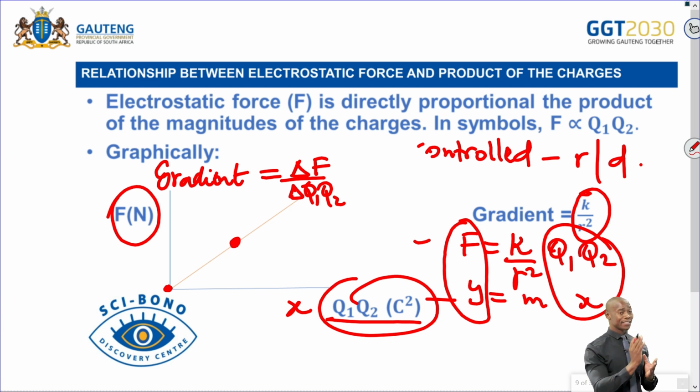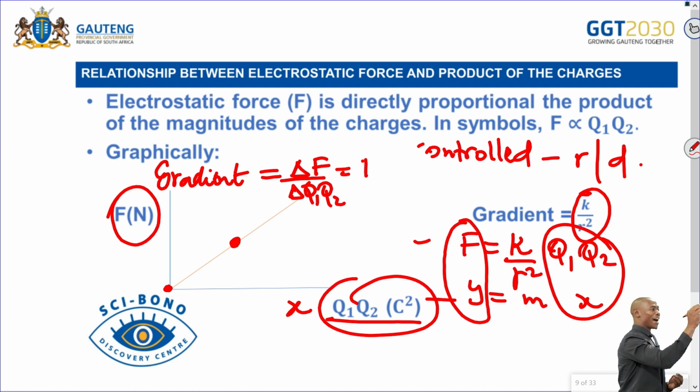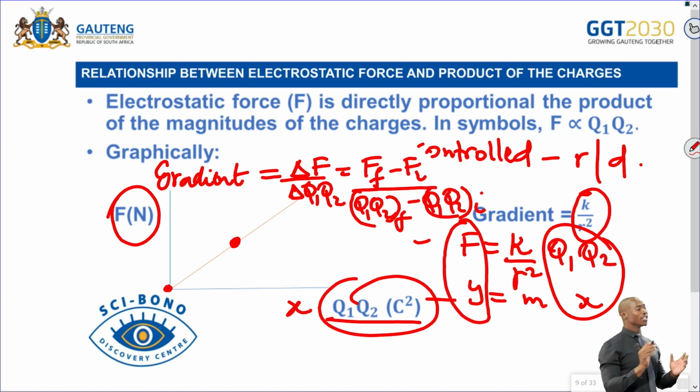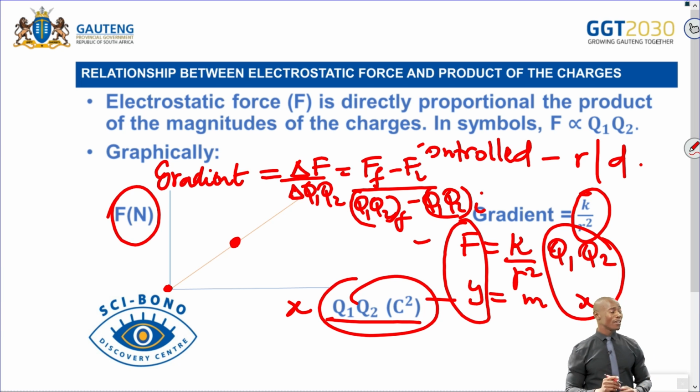In our y-axis, or in our vertical axis, we have F. In our horizontal axis, we have what? Q1Q2. So that is why I'm having change in F over change in Q1Q2, which will be what? Final F minus initial F, over Q1Q2 final minus Q1Q2 initial. So you need how many points? 2 points.